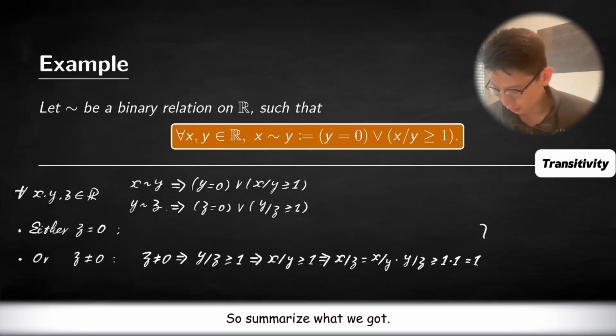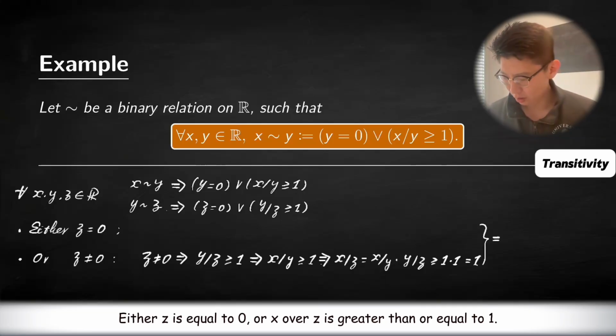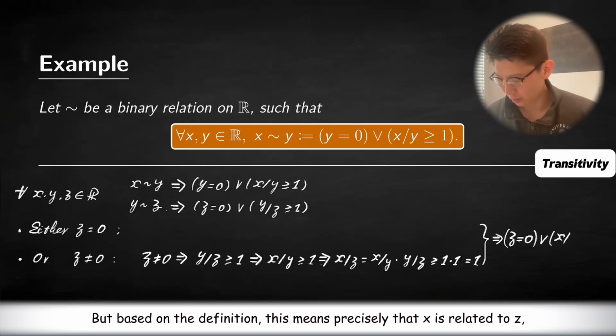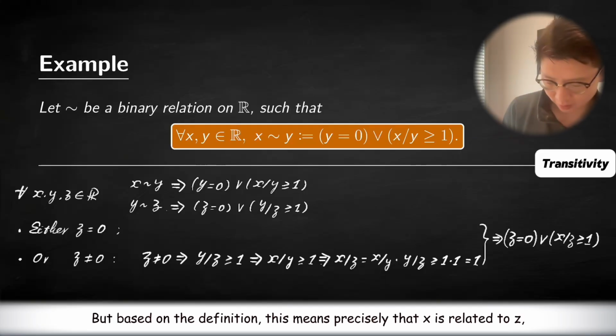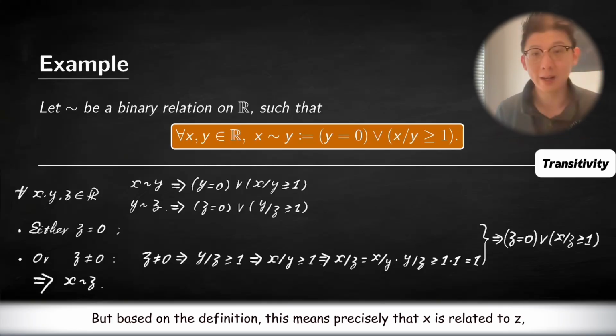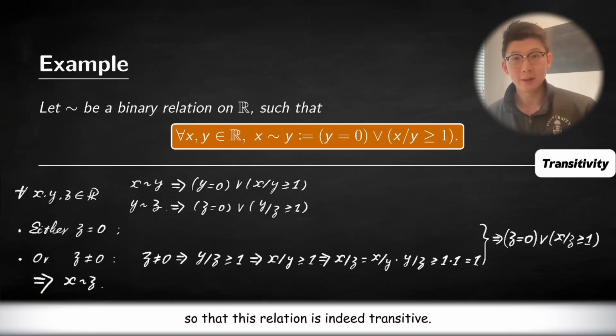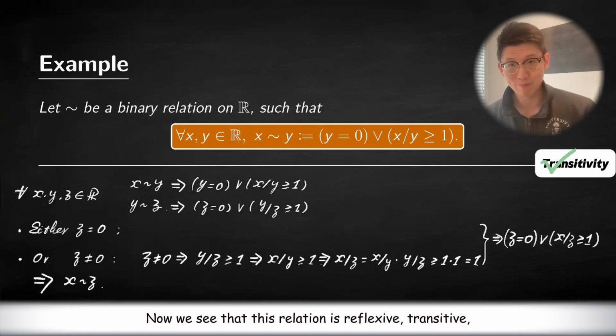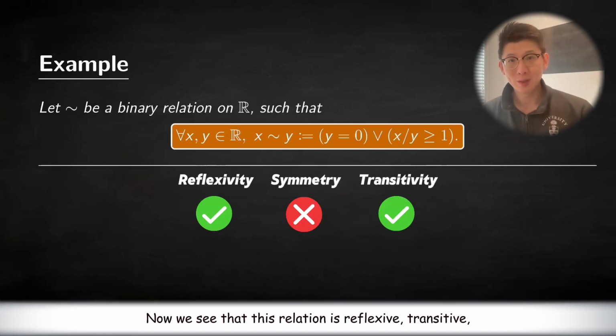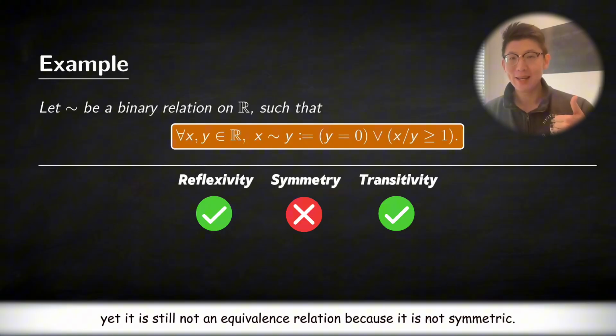So, to summarize what we got: either z is equal to 0, or x over z is greater than or equal to 1. But based on the definition, this means precisely that x is related to z, so this relation is indeed transitive. Now, we see that this relation is reflexive and transitive, yet it is still not an equivalence relation because it is not symmetric.